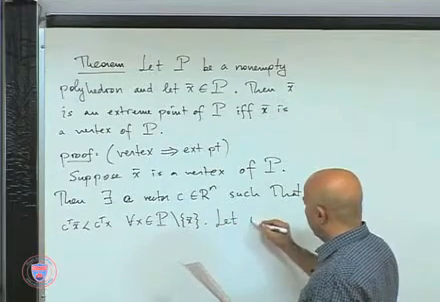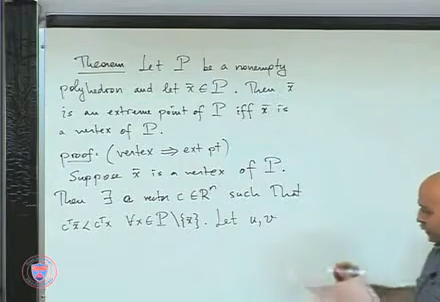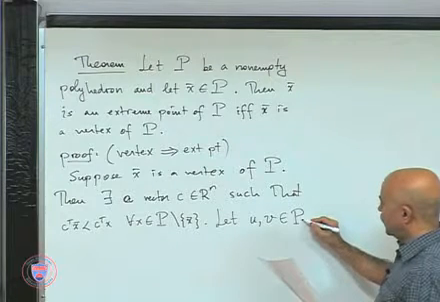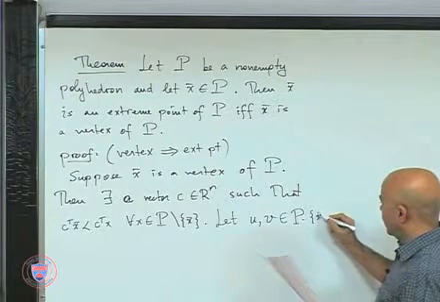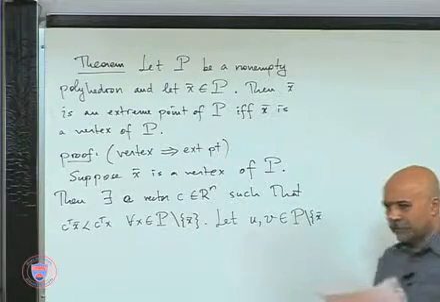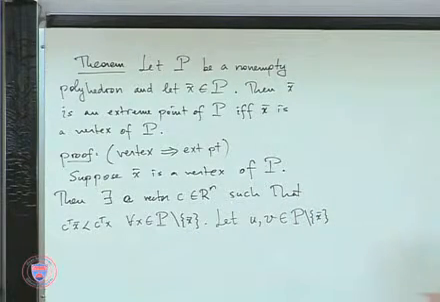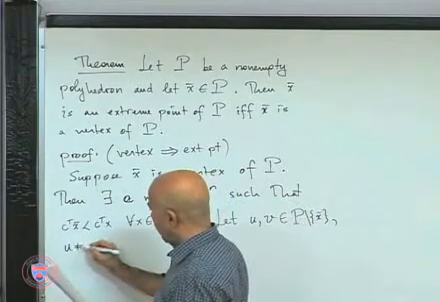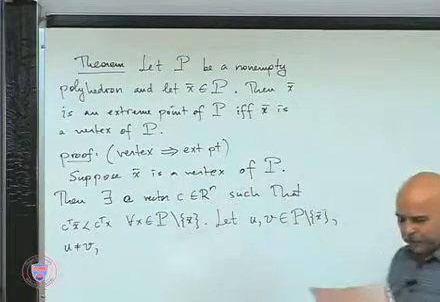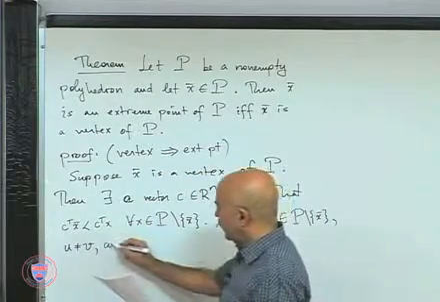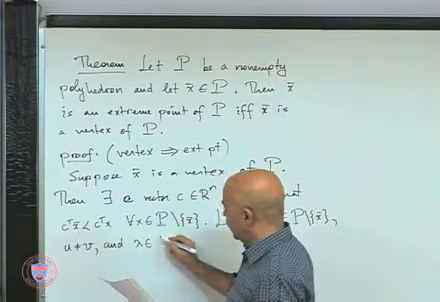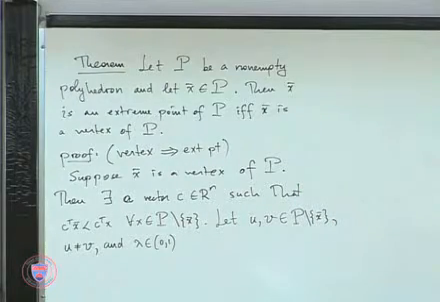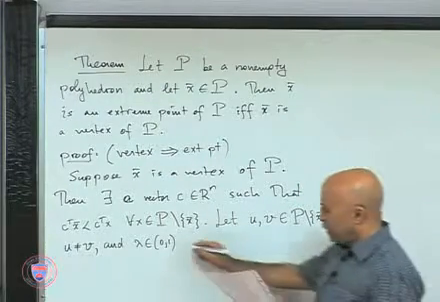So, I pick 2 points u and v in P with x bar removed, with u and v being distinct. And I pick a number, lambda, in the unit interval 0, 1, except it's in the open interval 0, 1. Okay?